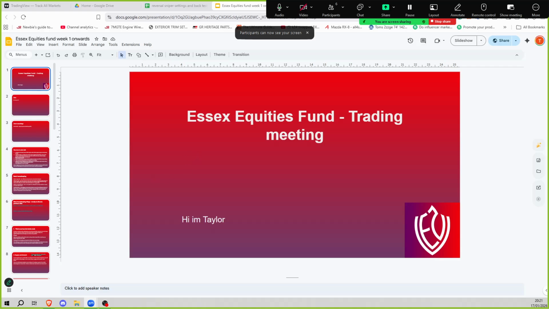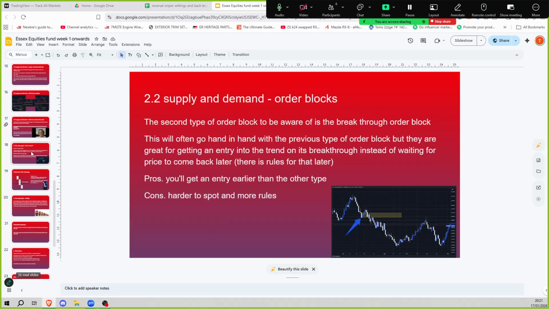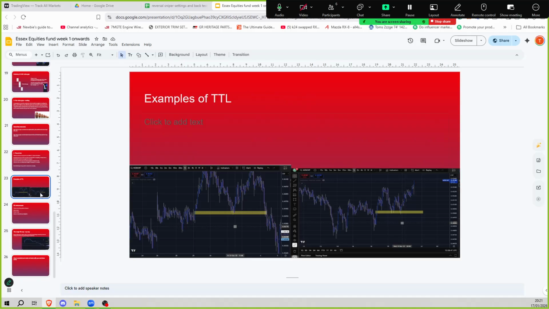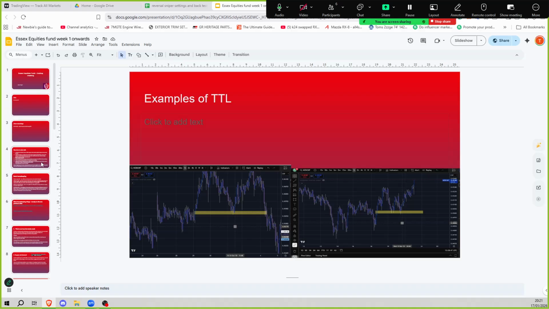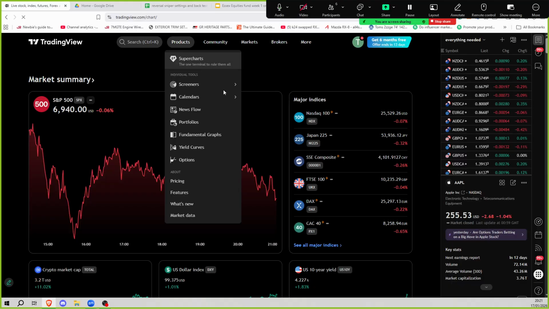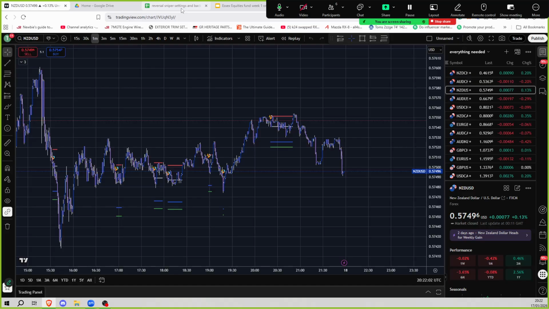We're going to cover basically everything we've covered in classes: supply, demand, and order blocks and all that jazz. Nesting, fair value gaps. We're going to cover indicators, all kinds of things. And then at the very end, we'll look at building systems, testing systems. That will include a bit of back testing, stuff like that.